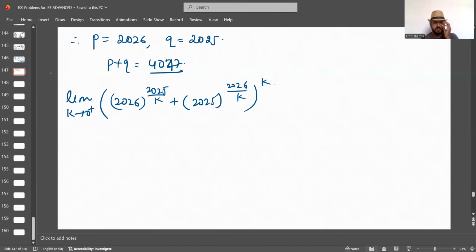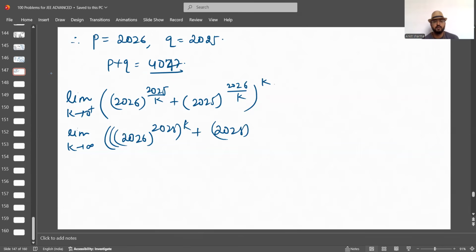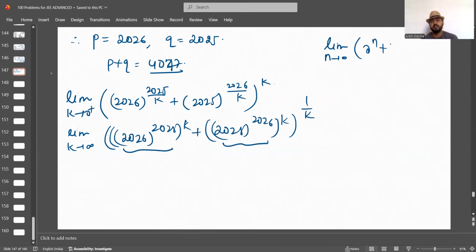So this part now we need to solve. So this will solve to be, this is k tends to 0. So we can write down now limit k tends to infinity. And this is same as 2026 to the power 2025 to the power simply k plus 2025 to the power 2026 to the power k and then whole power 1 over k. So we have changed the limit. So now we just need to see here. So suppose if I have here a and I have here say b, and I want to find out limit n tends to infinity, say I have here a power n plus b power n to the power of n. So if I look at this thing, this is infinity to the power 0 form.